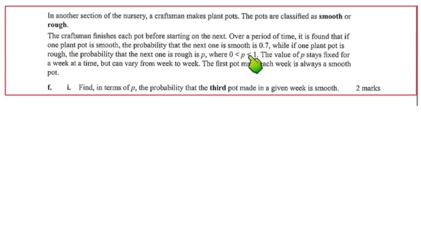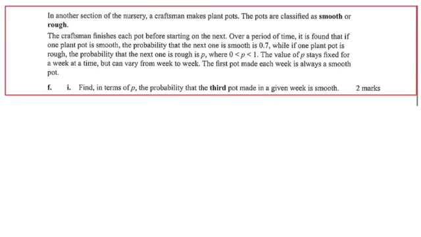Alright, okay. The value of P stays fixed for a week at a time but can vary from week to week. The first pot made each week is always a smooth pot. Alright, conditional probability, guys. Right, part 1: Find in terms of P the probability that the third pot made in a given week is smooth.